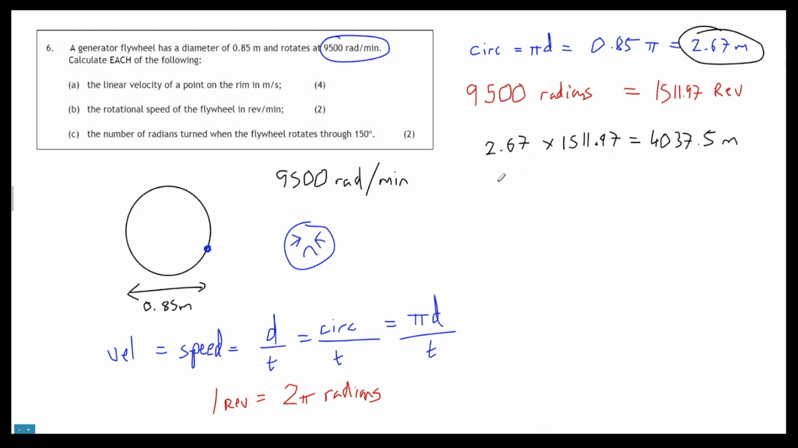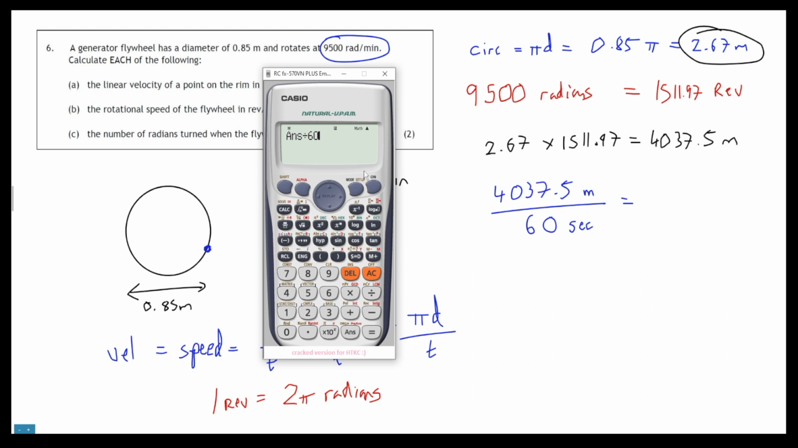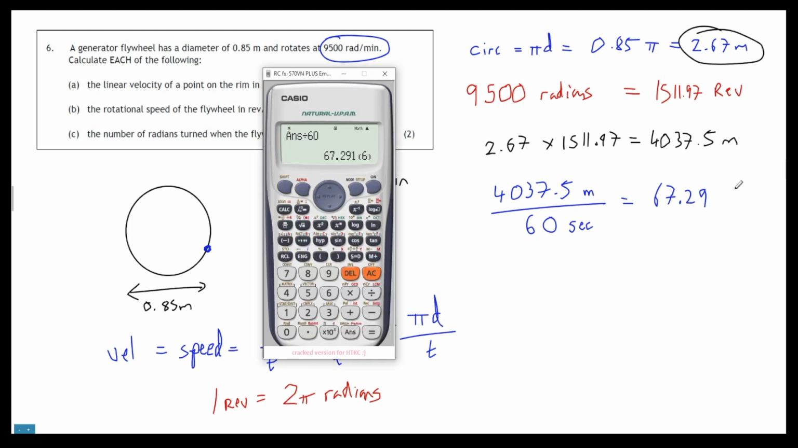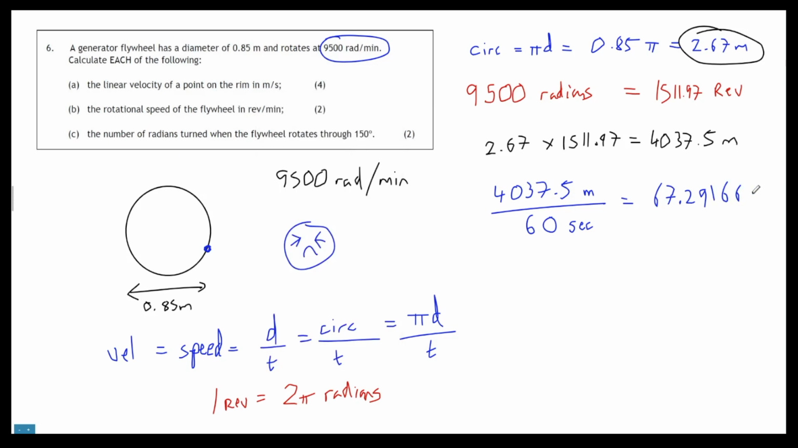So then we got to do it in meters per second. The distance is going to be 4,037.5 meters. This is per minute, so that's in 60 seconds. How do I do it into 1 second? Well, I just divide it by 60. Take this number, divide it by 60, and it'll give me the answer of 67.29166 meters per second. So the linear velocity is this much. That's how fast it would be traveling if the thing flew off and hit you in the face.